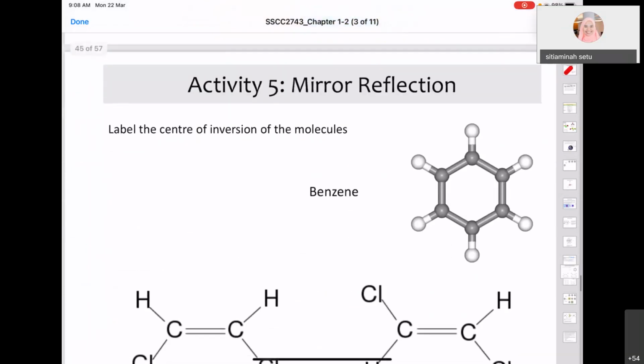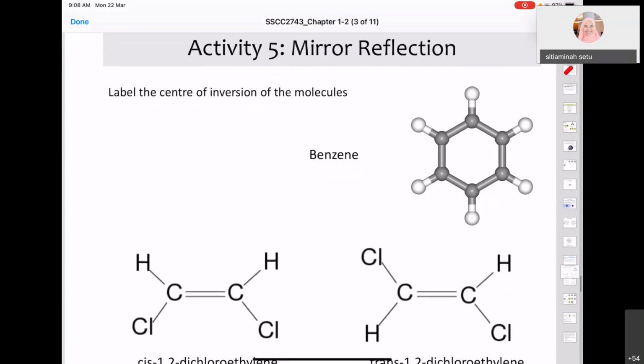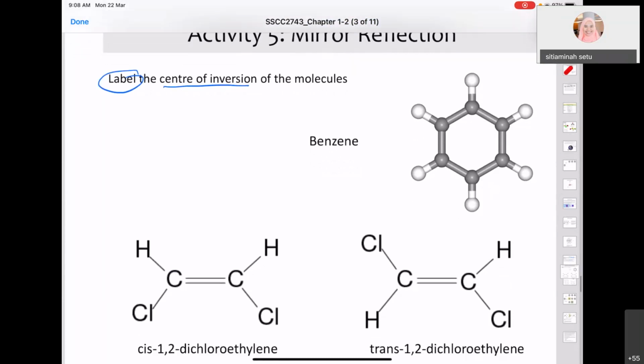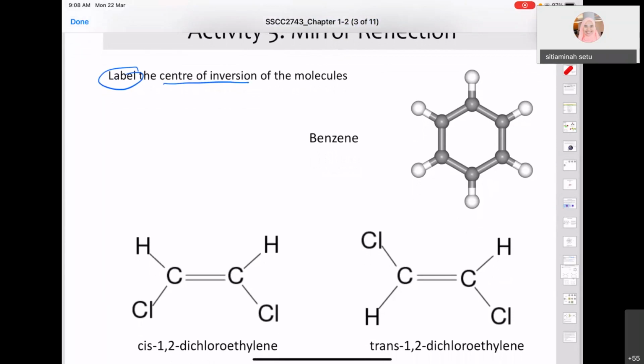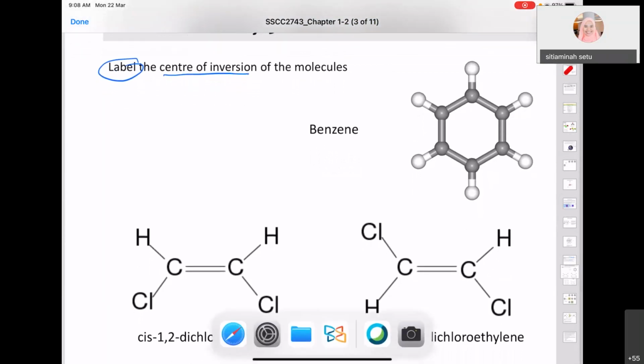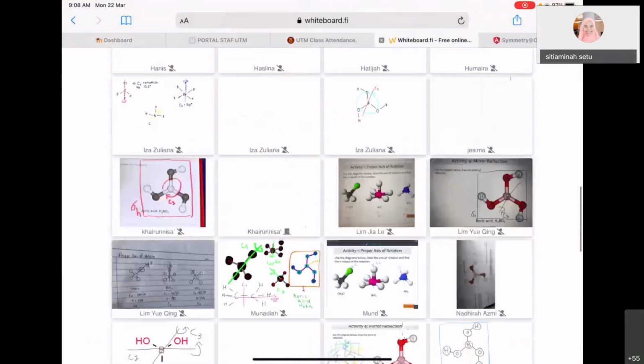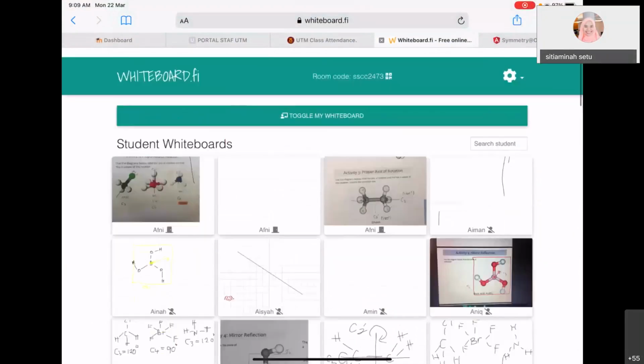Okay. Alright, so let's straight to the activity. Okay, for this, label the center of inversion. Okay, labelkan where is the center of inversion of this molecule. So ada 3 molekul kat sini, benzene, cis 1,2-dichloroethylene and trans 1,2-dichloroethylene. Okay, sama juga macam semalam. Let's go to our whiteboard. Okay, kat sini. So let's continue here.